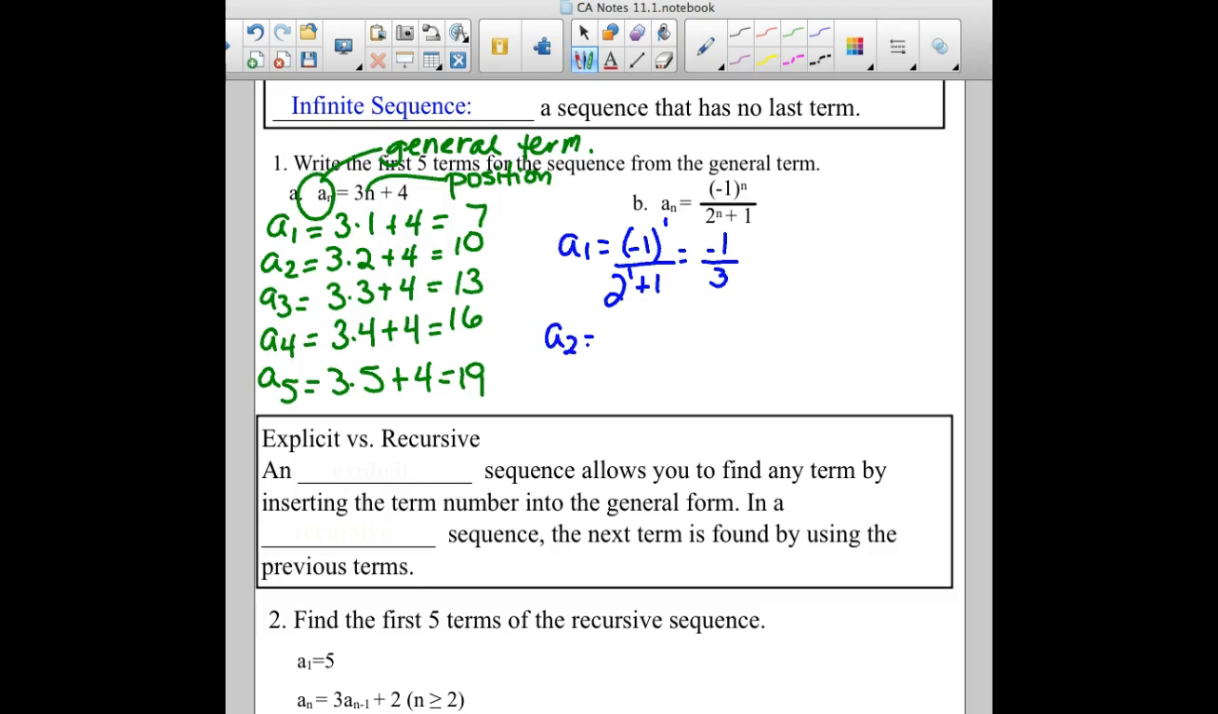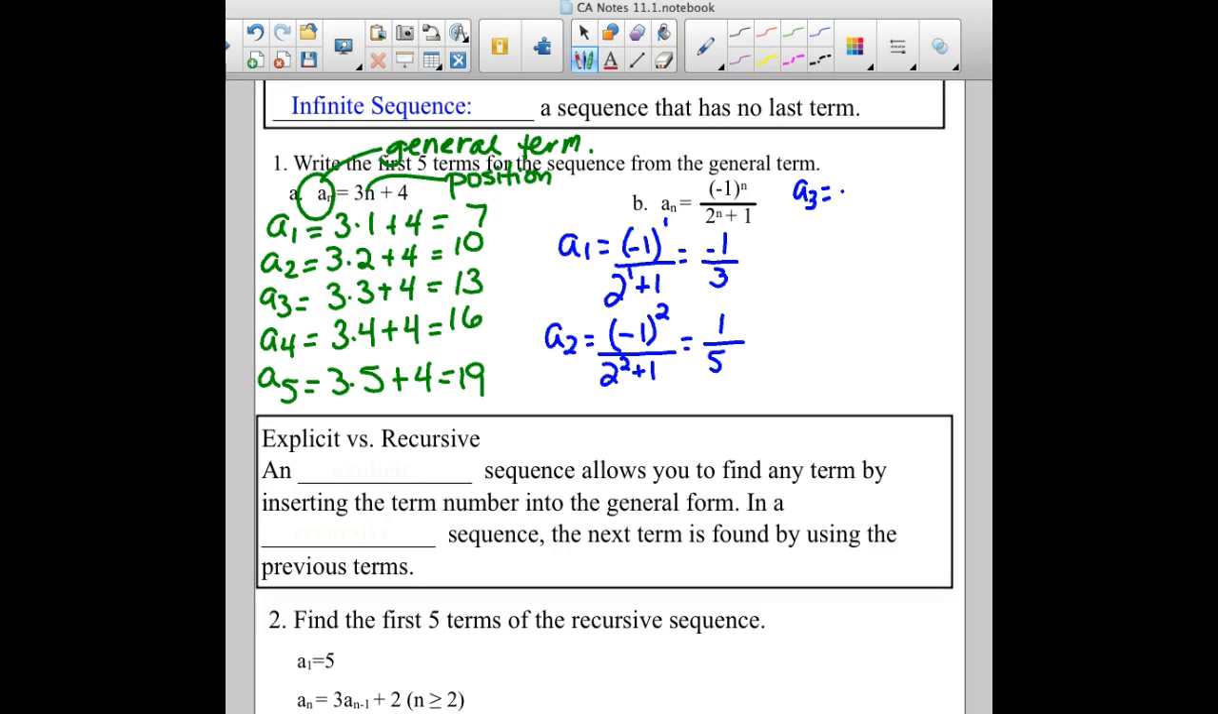My second term, I'm going to substitute all my n's with a 2. So I have negative 1 squared, which becomes a positive 1. And then on the bottom, in the denominator, we have 2 squared, or 4, plus 1, we get 5. So 1/5 would be the next term in my sequence.